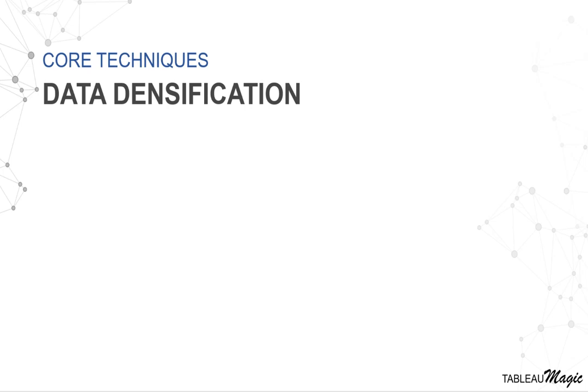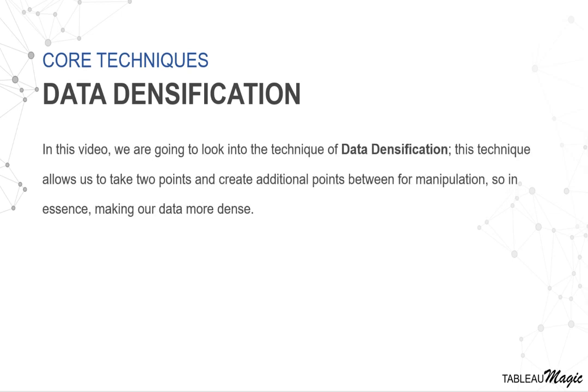We are now going to look at data densification. In this video, we are going to look at the technique of data densification. This technique allows us to take 2 points, just 2, and create additional points in between them for manipulation, so in essence making our data more dense. This technique leverages 2 things: bins in Tableau, which are basically buckets which we can define, as well as the index function. So how does this work?